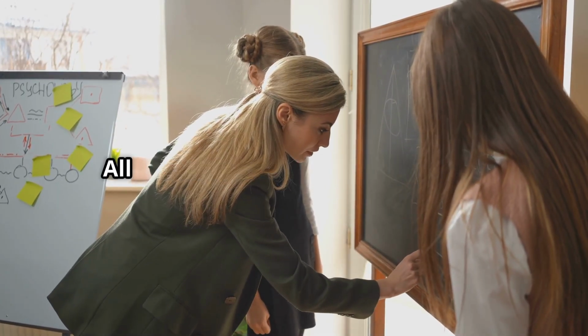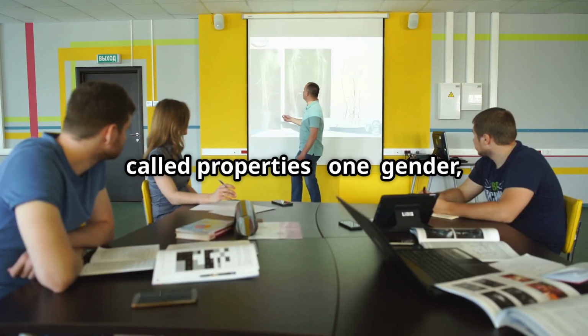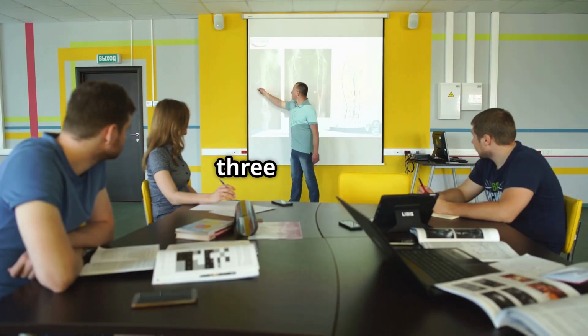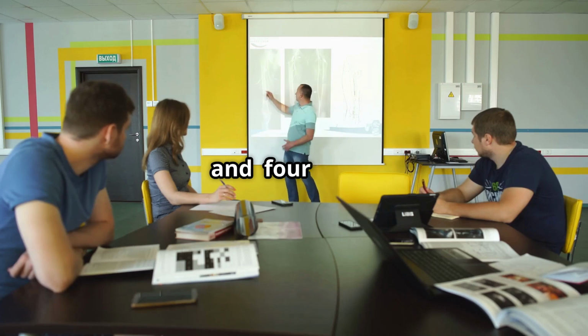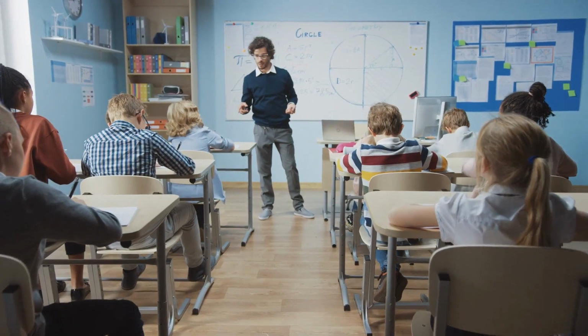Properties of nouns. All nouns have 4 characteristics called properties: 1. Gender, 2. Person, 3. Number, and 4. Case. Let us look at these properties one by one.